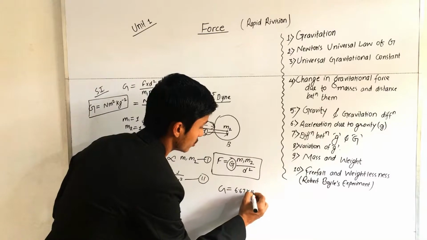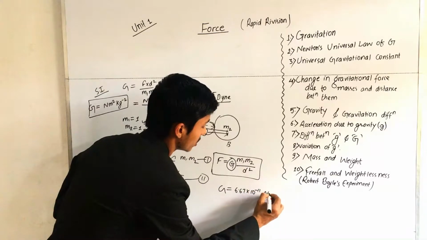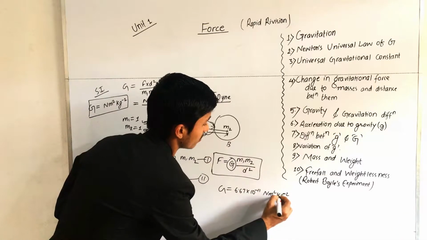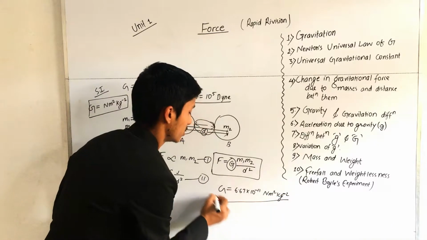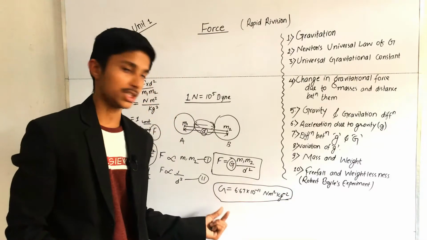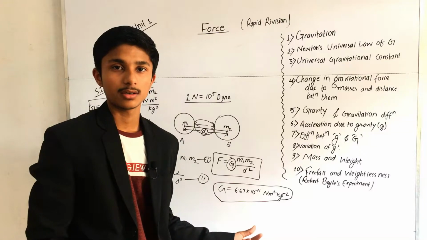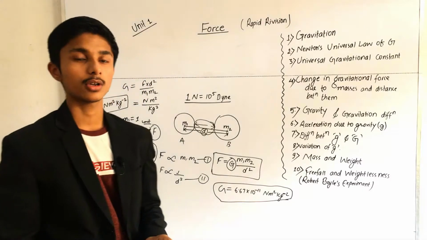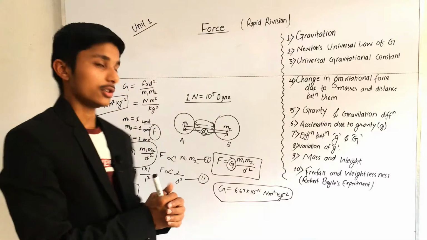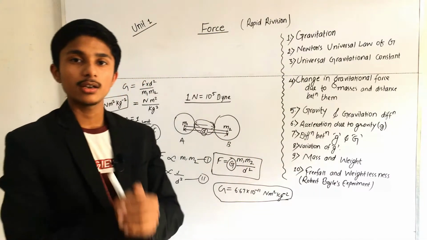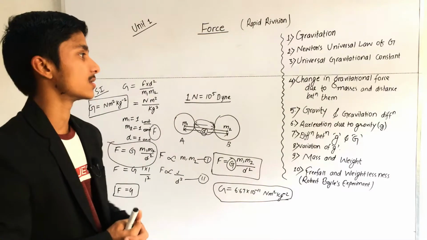Its value is found to be 6.67 into 10 to the power minus 11 Newton meter square per kg square. Here minus means per kg square. This is the value of capital G, the universal gravitational constant, in the SI system. And in dyne, it has already been discussed in previous lectures, so you can see it there.